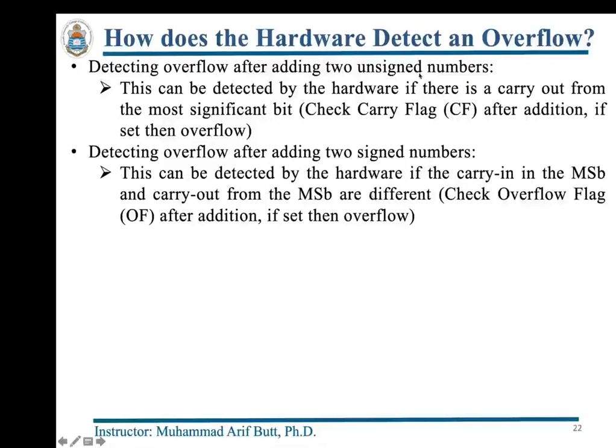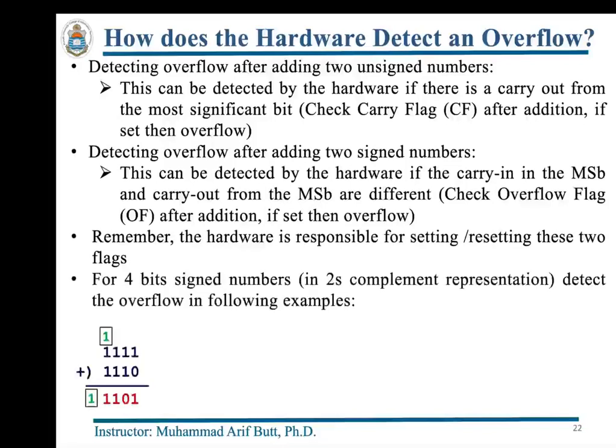In case of unsigned numbers, the hardware normally keeps a flag that is called the carry flag, and it checks the carry flag. If the carry flag is set, it says overflow has occurred. In case of signed numbers, the hardware keeps an overflow flag, the OF flag. So after addition, if the OF flag is set, it says an overflow has occurred. And how the overflow flag is set, that is very simple. We XOR the carry in to the MSB and the carry out bit of the MSB. We XOR them and place the result in the overflow flag.